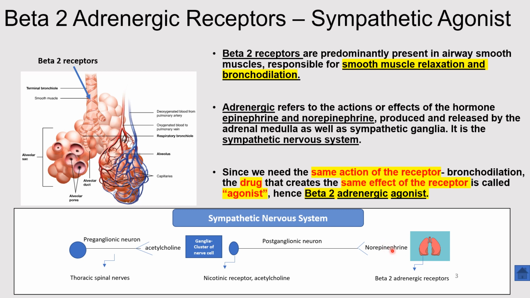So that's the language that they produce, and this norepinephrine, when it gets onto the beta-2 receptors on the lungs, produces smooth muscle relaxation and bronchodilation. Makes sense? I hope you got it. Otherwise, you can rewind it and listen to it again.